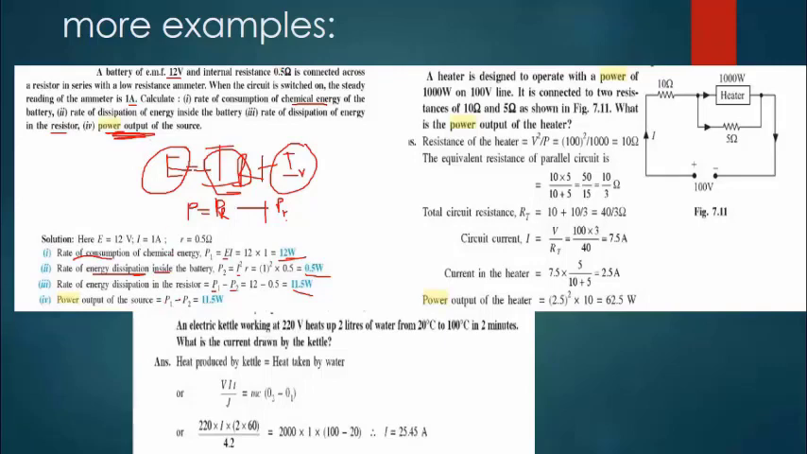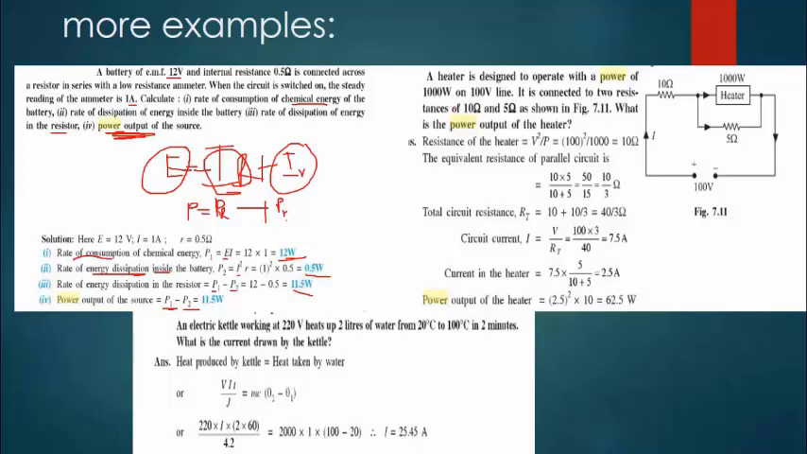So similarly, it's just like the previous question. This is the total power that the battery can offer, but this is the power that the battery itself loses as heat due to the internal resistance. So the power that it can give as output is the remaining power, which is 11.5 watts.